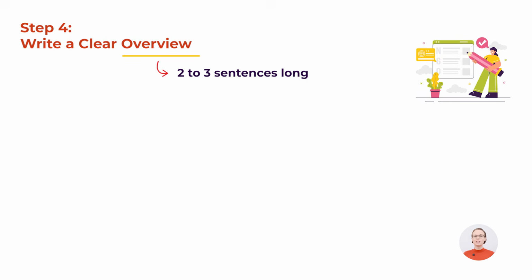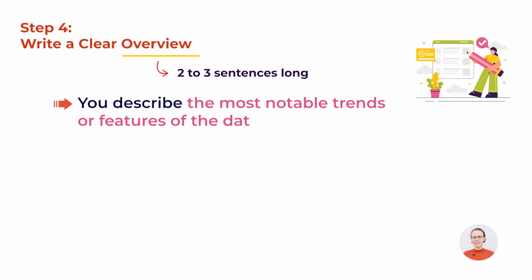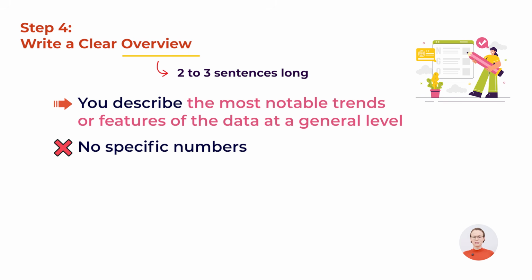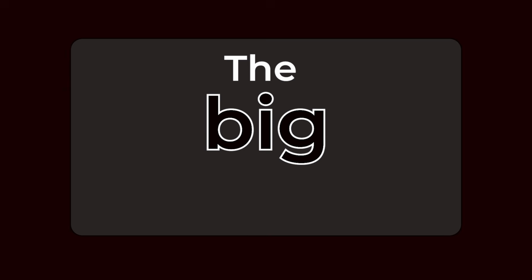In this section, you describe the most notable trends or features of the data at a general level. Do this without referring to specific numbers. You are simply giving the reader the big picture before you zoom in on the details.